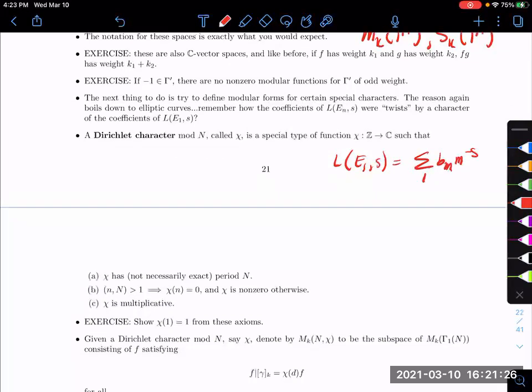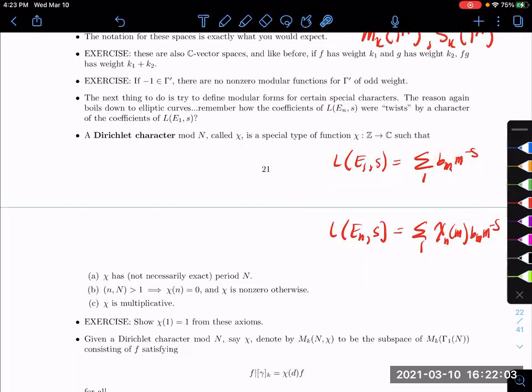And then there was a theorem that said, if you wanted to define the L function of E sub n for any n, all you had to do was twist these coefficients b sub m by this character chi sub n of m, which was basically a Legendre symbol. This is the motivating reason for what I'm about to describe to you, which is modular forms that are defined with respect to certain characters. It's because we're going to be doing a lot of twisting of coefficients by characters in the future.